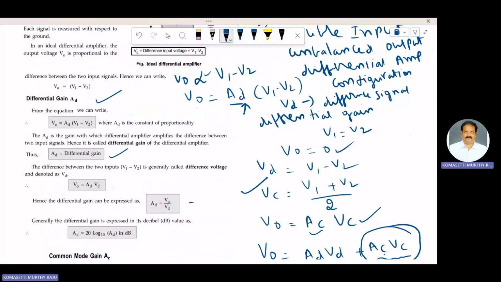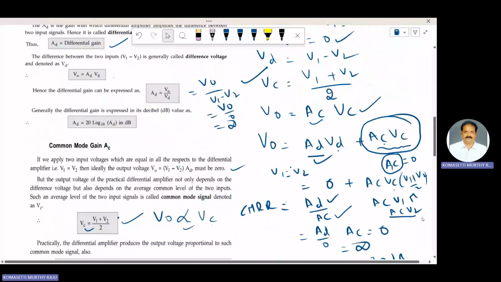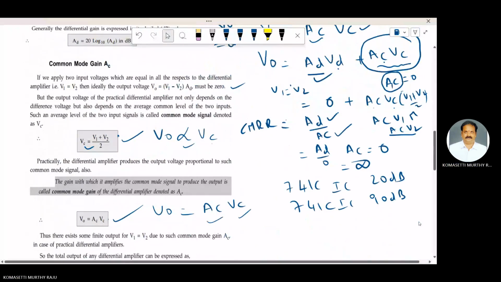Then AD is equal to V0 by V1 minus V2. If V1 is equal to V2, then V0 by 0 is infinity. In the ideal case, AD is infinity. In the ideal case, AC is 0.